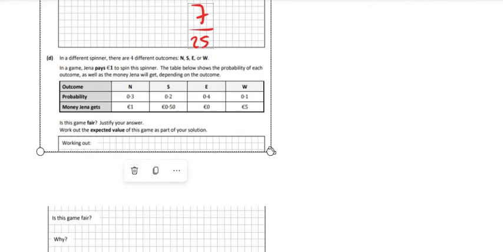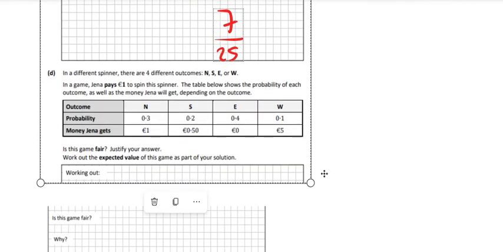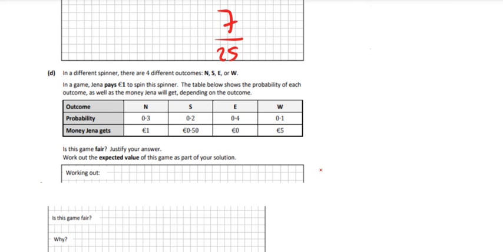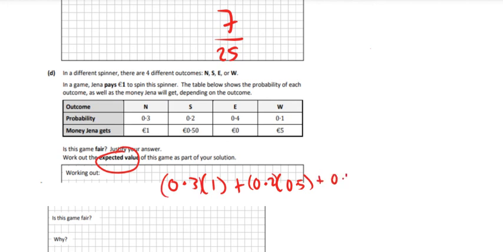Alright, so the last question then. All we have to do here is work out the expected value. The expected value is going to be 0.3 times 1, plus 0.2 times 0.5, plus 0.4 times 0, plus 0.1 times 5. That will give us 0.9 when you work it out.